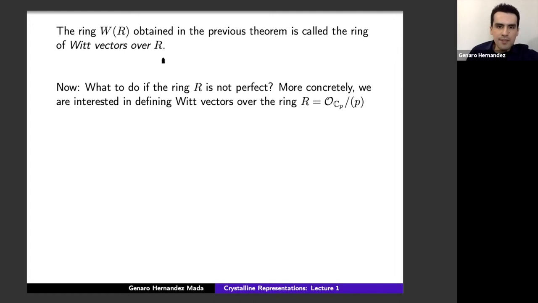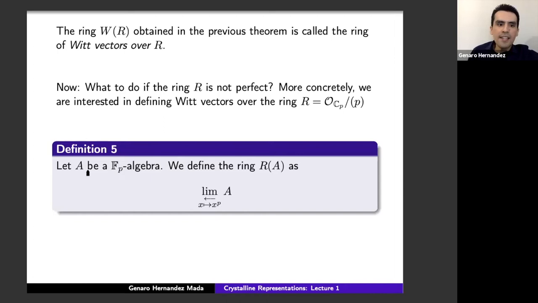So in general, if I take an F_p-algebra A, I'm going to define R of A, the ring defined like the projective limit of A by the Frobenius. So I have A, and A, and so on. So at each step, I have the Frobenius. So here I raise to the p-th power.